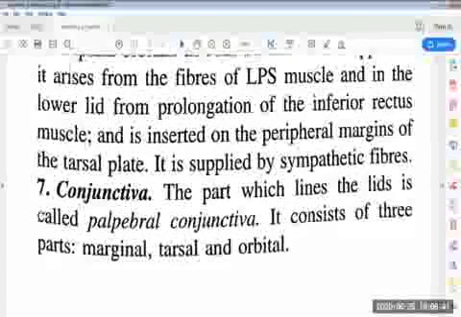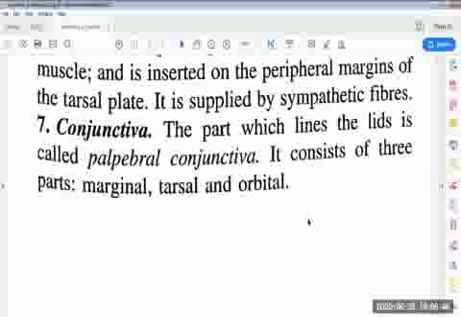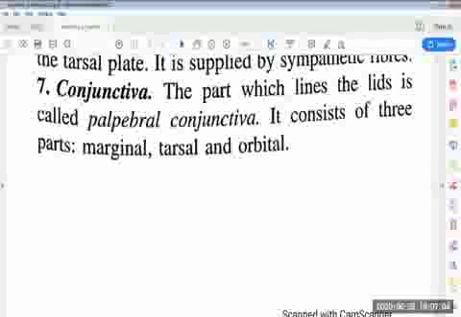Then the last layer of the eyelid is the conjunctiva. The part which lines the lids is called the palpebral conjunctiva, and it consists of three parts as we have discussed in the conjunctiva: marginal, tarsal, and orbital. So here completes the layers of the eyelids. So here our session completes with this slide.